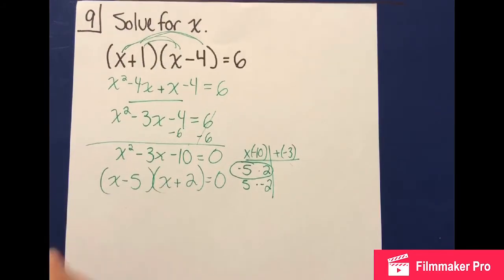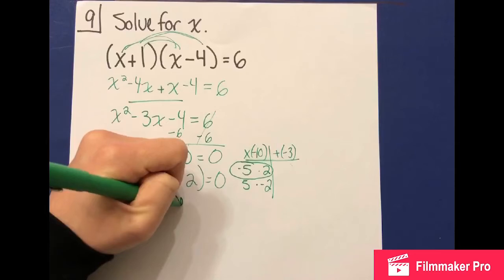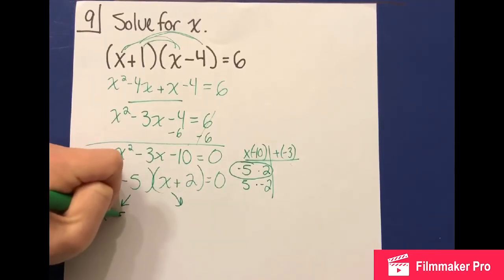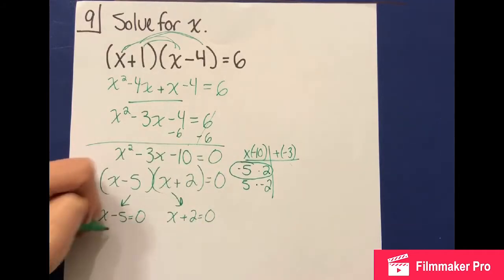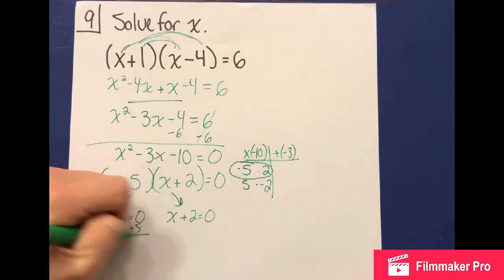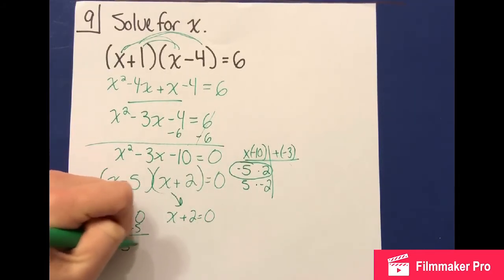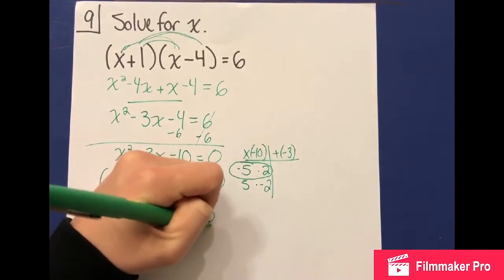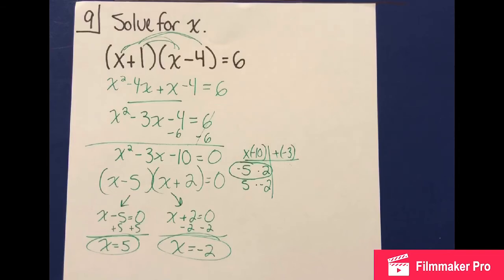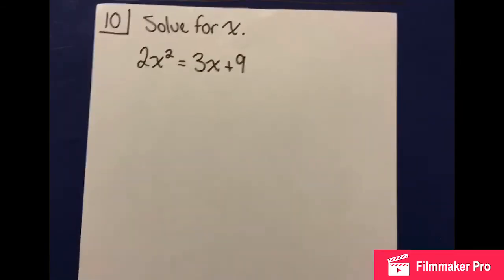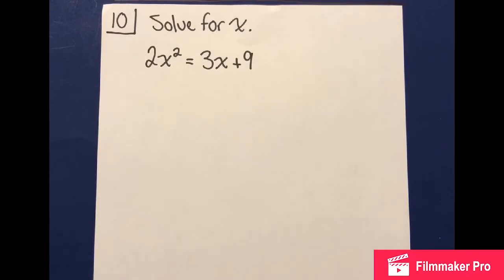What am I going to do at this point? Set each equal to 0. I get x minus 5 equals 0, x plus 2 equals 0. Add 5. I get x equals positive 5. Subtract 2. I get x equals negative 2. Those are my answers. Last one, probably my favorite in this whole thing.